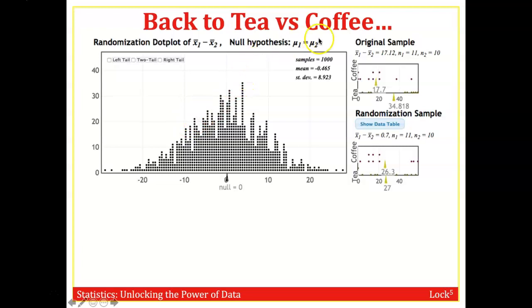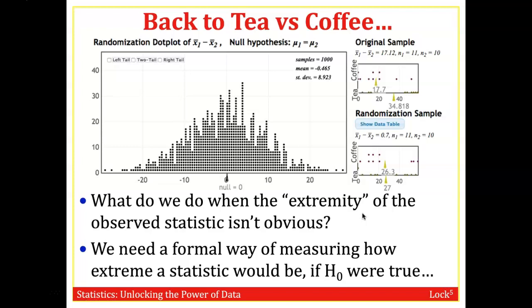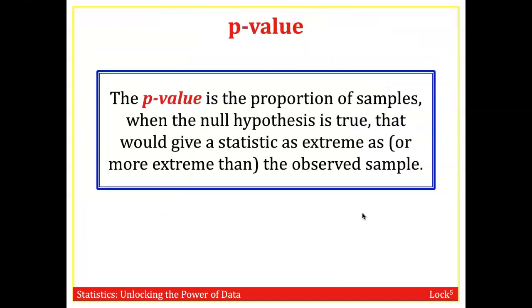Over here, the tea versus coffee, remember we had an observed difference of, let's see, it was about 17.12, wasn't it? There it is, 17.12. Tea and coffee. And here's our overall randomization distribution. What we want to do, what do we do when the extremity of the observed statistic isn't obvious? Well, we need a formal way of measuring how extreme a statistic would be if the null hypothesis were true. And that's what we're getting to, the idea of the p-value, which is one of the challenging ideas in inferential statistics, but I want you to do your best to get a clear grasp of this.